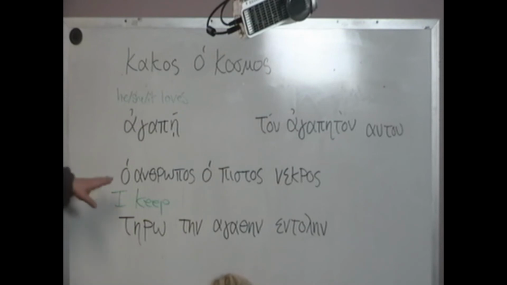All right, real quick, let's do this one. Ho anthropos, ho pistos, nekros. So, do we have a verb here? An explicit verb. We do not. Okay, so let's just look at what we do have. Ho anthropos, what's that mean? The man.